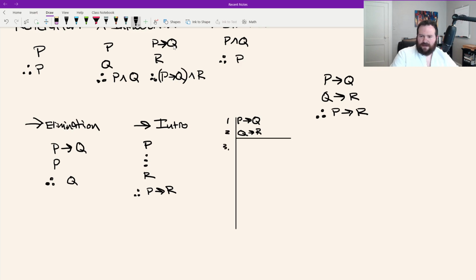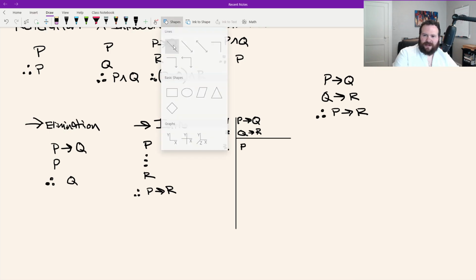Okay. So when your conclusion is a conditional, not always, but quite a lot of the time, you're going to need to do conditional introduction because you're trying to introduce a new conditional, right? This won't always be true. There are some exceptions, but quite a lot of the time it will be true. The way you do conditional introduction is you begin by assuming the left side. You assume the left side of what you're trying to prove. So I'm going to assume P.